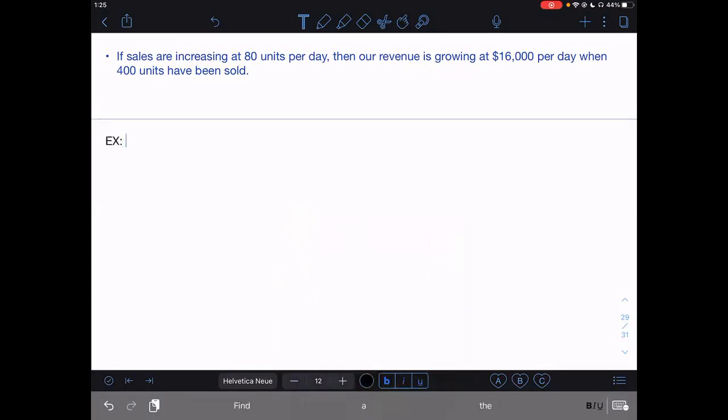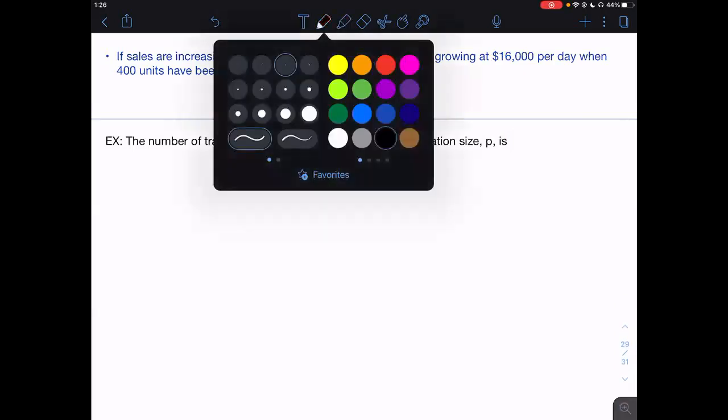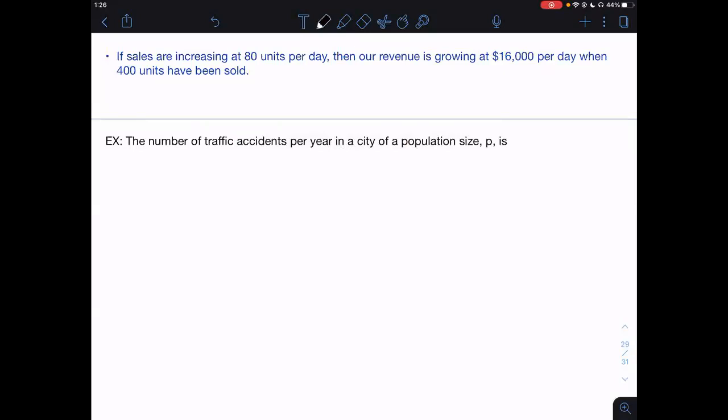For this example, it tells us that the number of traffic accidents per year, so we're talking about time again, per year, in a city of a population size P. Suppose this equation for the number of traffic accidents per year in a certain population is defined as, let's use A for accident, A equals 0.002 times P to the 3 halves.